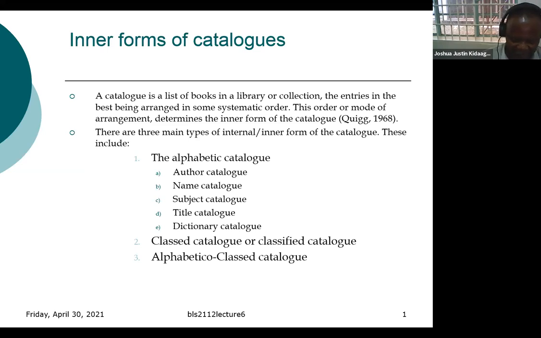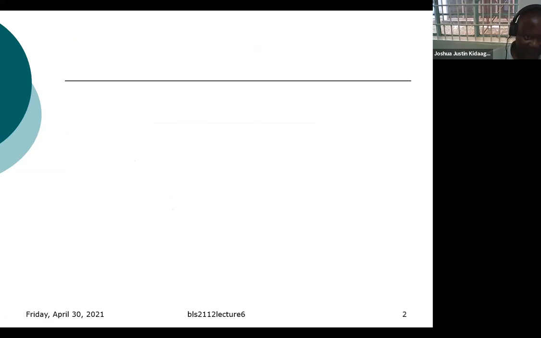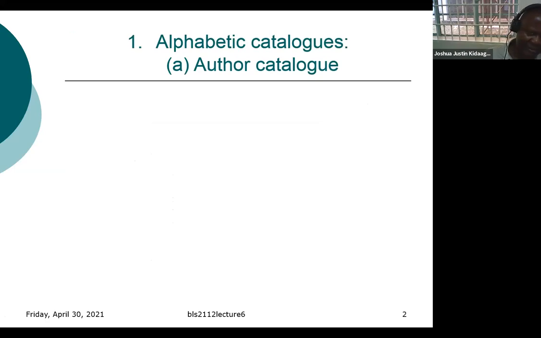So among these three, number one is subdivided into five: author catalog, name catalog, we shall see the difference between author and name, subject catalog, title catalog, and dictionary catalog. So let us look at the alphabetic catalogs, starting with the author catalog.